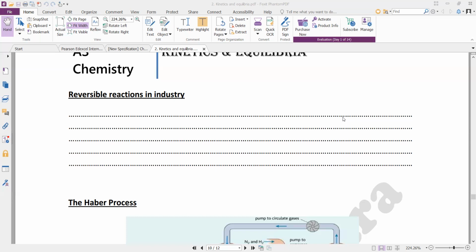The principles of rates and reversibility. Reaction rates and reversibility play an important role in the design and conditions for many industrial processes.